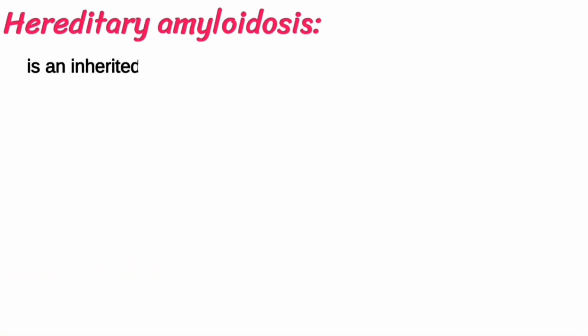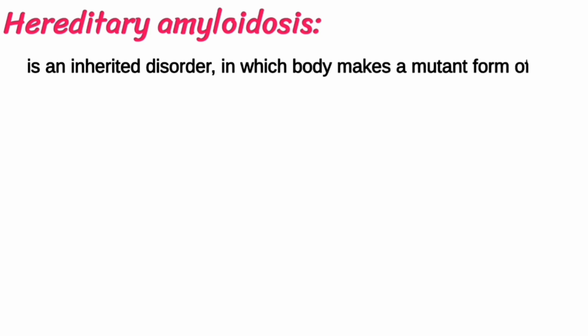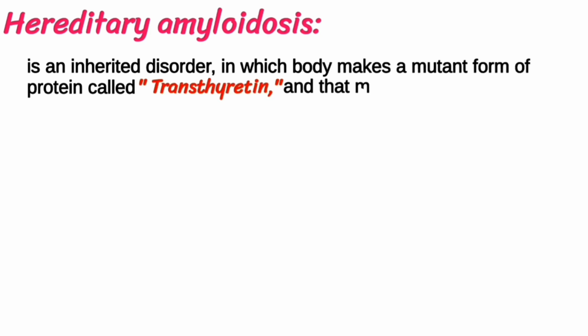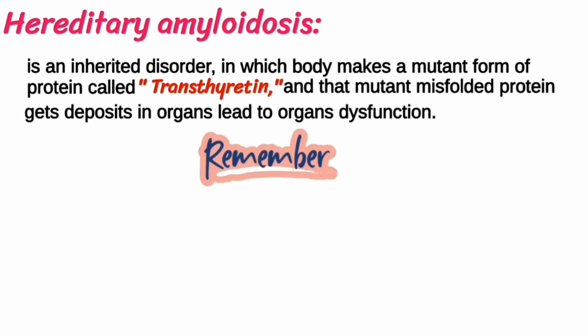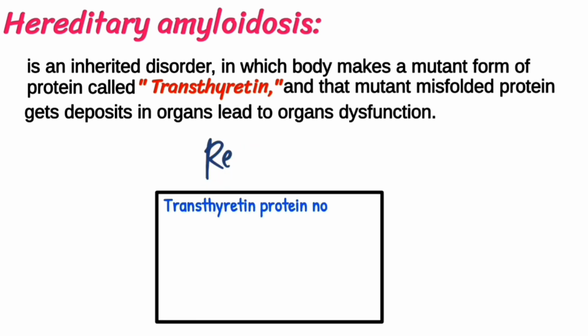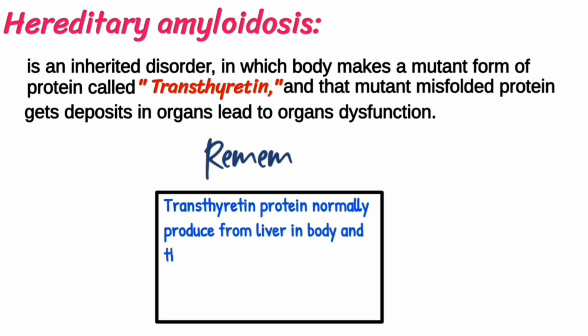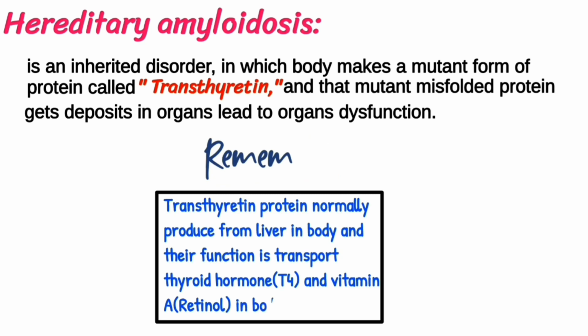Hereditary amyloidosis is an inherited disorder in which the body makes a mutant form of a protein called transthyretin, and that mutant misfolded protein gets deposited in organs, leading to organ dysfunction. Remember students, transthyretin protein is normally produced by the liver, and its function is to transport thyroid hormone and vitamin A, which is retinol, in the body.